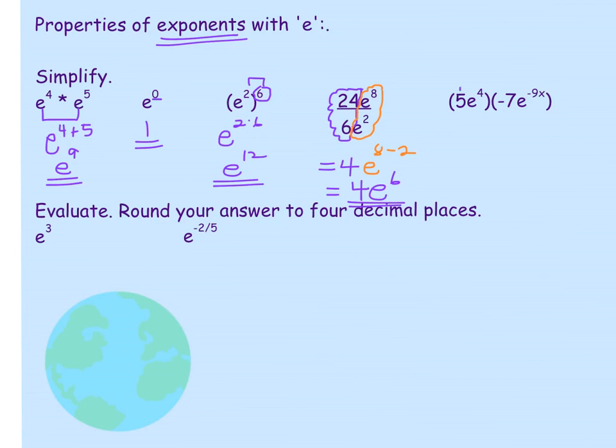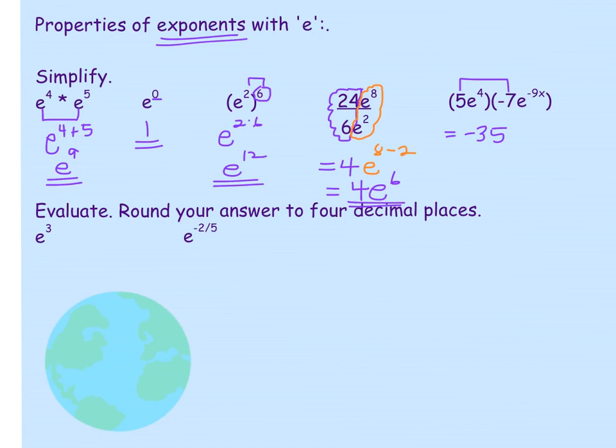The numbers on the outside are not connected to the exponents in any way, so we're just going to multiply them. 5 times negative 7 is negative 35. A negative coefficient doesn't find a reciprocal or anything. It just stays negative 35.